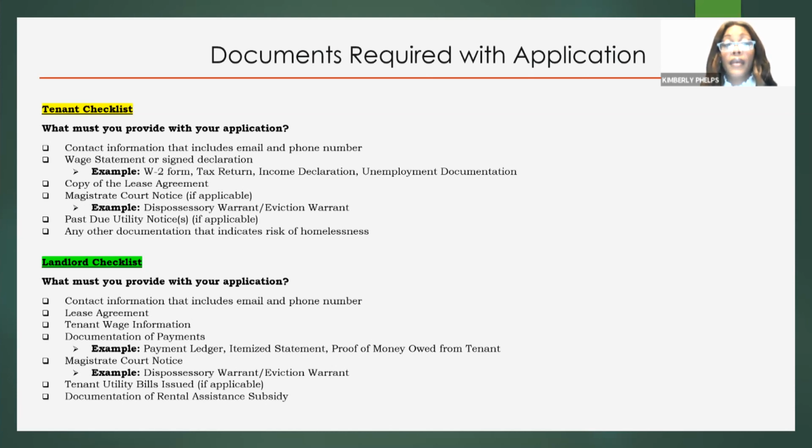For the landlord checklist, you will need to also provide your contact information that includes your email address and phone number. We would need a copy of the lease agreement that you have with the tenant. We will also need the tenant wage information, as well as documentation of payments. So for example, we would need your payment ledger or an itemized statement or proof of money owed from the tenant. Also, if you have filed a dispossessory warrant or eviction warrant on the tenant, we would need a copy of that order for the magistrate court notice. In addition, if your tenant is applying for utility assistance, we would need a copy of the most recent utility bills issued, and any type of documentation of rental assistance subsidies.